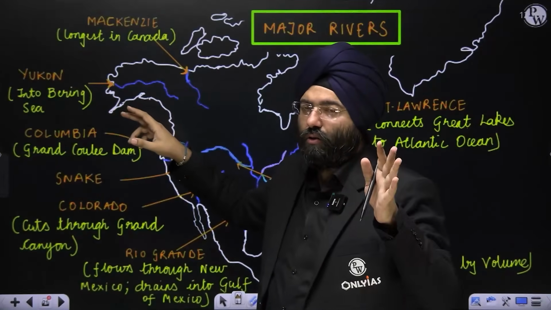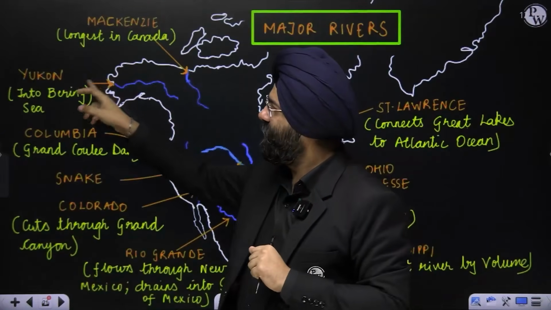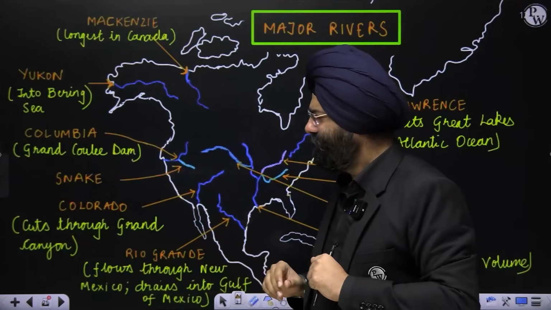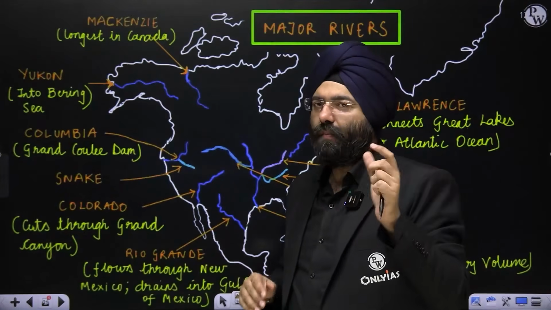You know the Yukon Plateau also. So Yukon River is basically cutting across the Yukon Plateau. Now it basically drains into the Bering Sea, which is present over here. Then you have the Columbia River. Now the Columbia River, again, is cutting or eroding the Colombian Plateau.